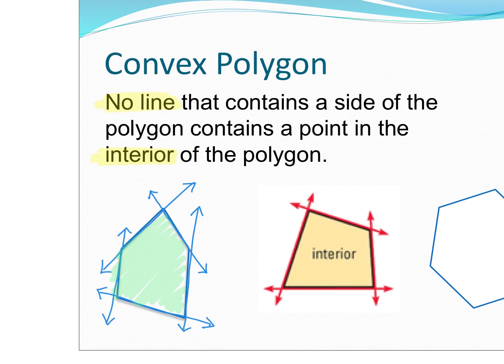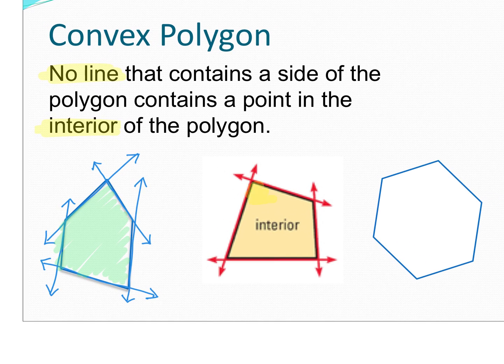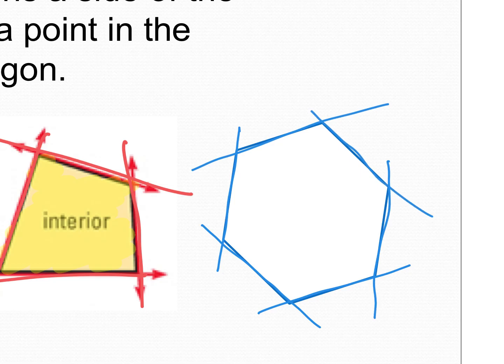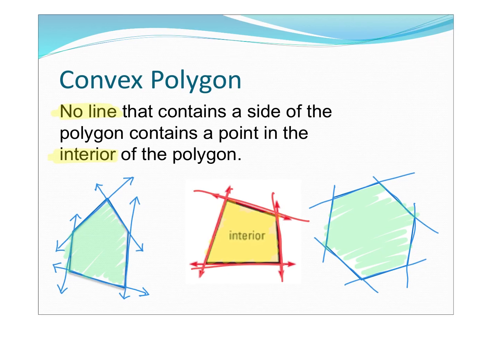Okay, so again, looking at the example, here's my interior. If I were to continue drawing these lines, which they have for you, nothing goes on the interior. Same thing with the last one over here. If I were to continue drawing these lines, it does not go inside my interior. So again, this is convex. Okay, this is convex, does not go inside the interior.